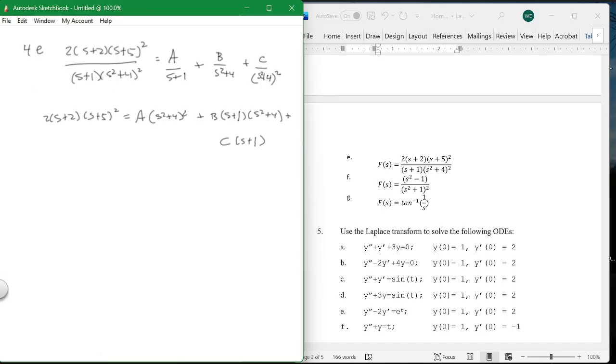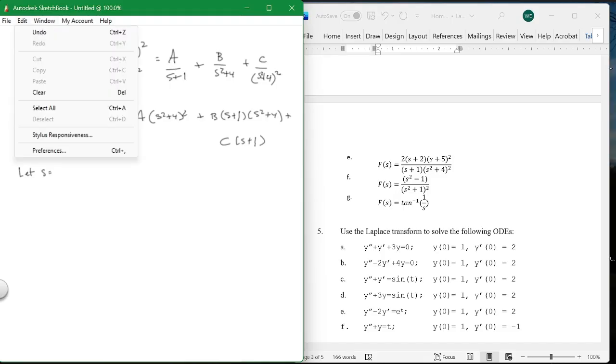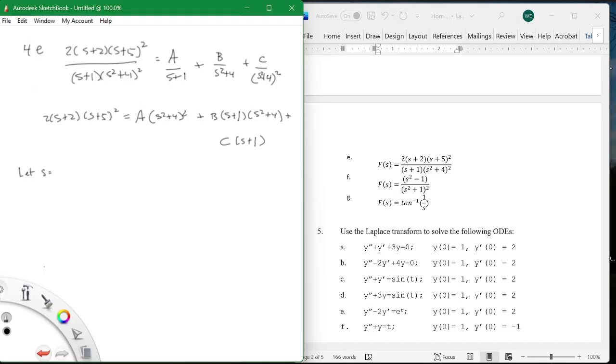Thanks. All right, so I've got this whole mess. So now, how do I find my a term? Yep. Let's say s equals minus 1. So what is a?